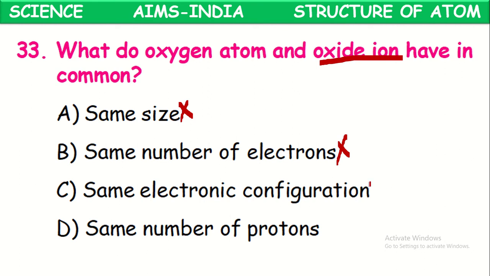Same electronic configuration is also incorrect, because oxygen has only 8 electrons, whereas the oxide ion has 2 extra electrons, that is a total of 10 electrons. So the configuration varies. The only common thing is the number of protons. Both will have the same number of protons because they won't change even though the atom converts into an ion.